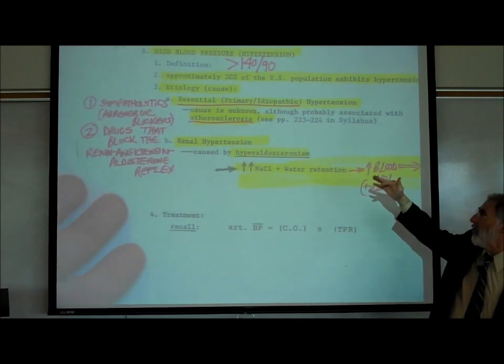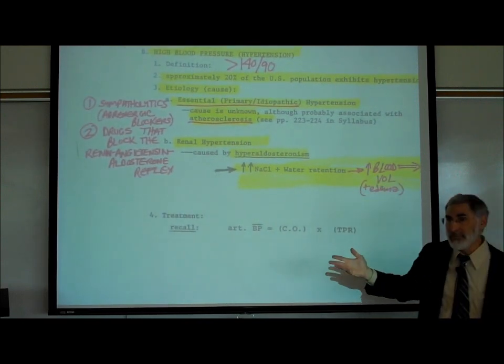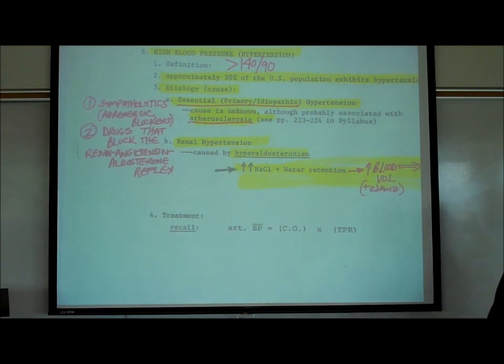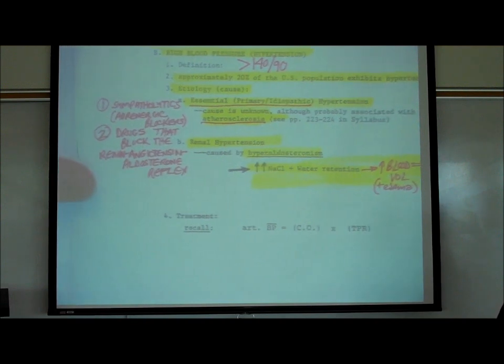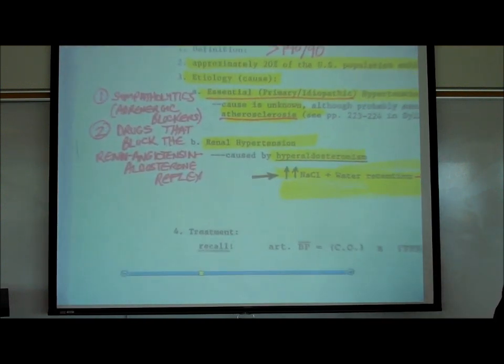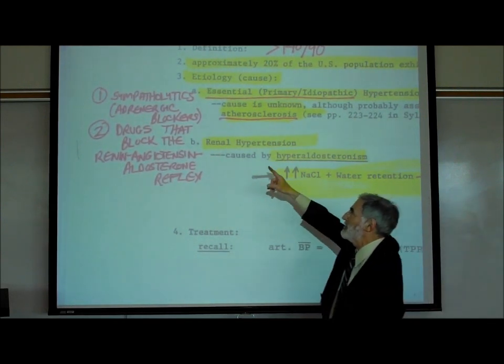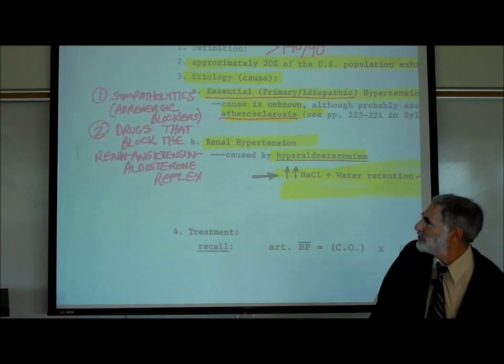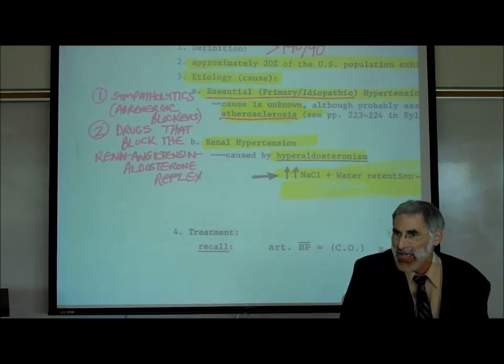Most people have either one or the other. Couldn't you have both types at the same time? Of course, you can have any combination you can imagine. Now, there are many medications used to control blood pressure, but among the two most common categories of drugs used to control high blood pressure are these two right here, sympatholytics, also known as adrenergic blockers or beta blockers.